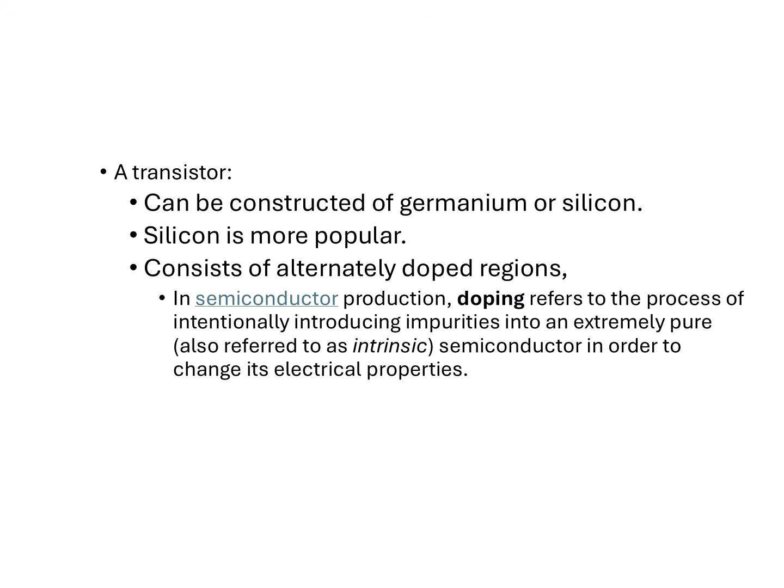Transistors are made of semiconductor materials: germanium or silicon. Silicon is more popular, along with small amounts of other elements like phosphorus or boron and tiny metal connections. Tiny amounts of these elements are added to the silicon to change how electricity flows through it. This is called doping. Doping refers to the process of intentionally introducing impurities into an extremely pure semiconductor in order to change its electrical properties.